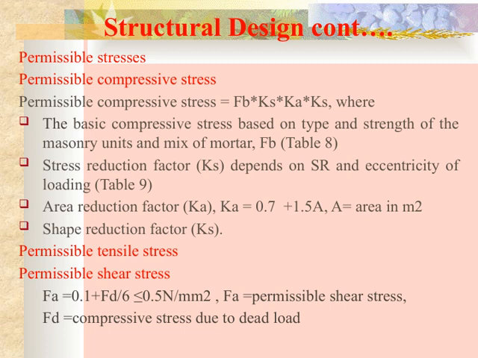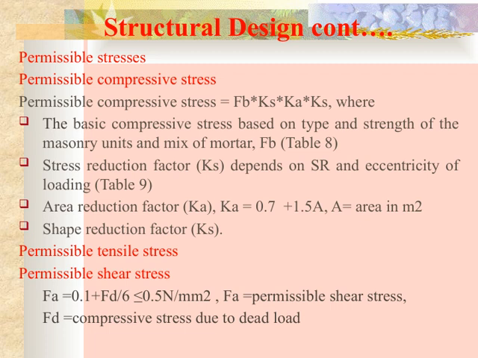Then, we have the stress reduction factor, Ks, which depends on the slenderness ratio, SR, and the eccentricity of the loading, as shown in Table 9. Next is the area reduction factor, Ka. This adjusts for the size of the area being considered, and it's calculated as 0.7 plus 1.5 times A, where A is the area in square meters. We also need to consider shape reduction factors, which again influence the permissible stresses depending on the shape of the element. Moving on to the permissible tensile stress, it's generally quite limited, given the material's weaker tensile capacity.